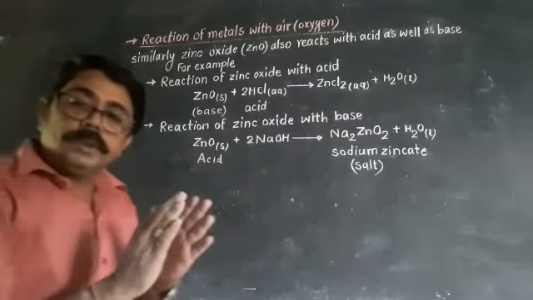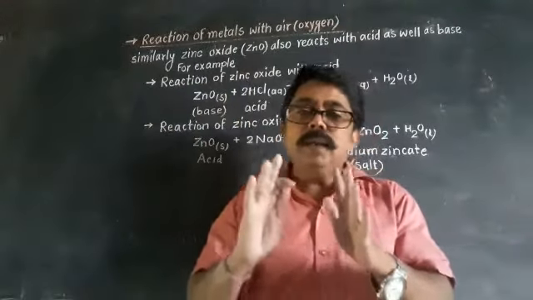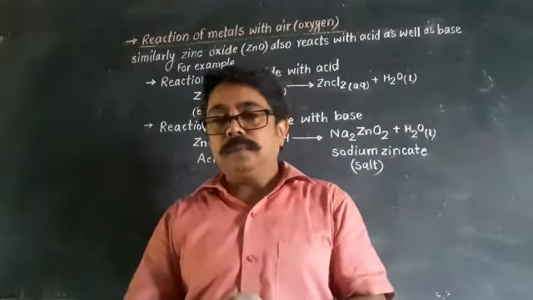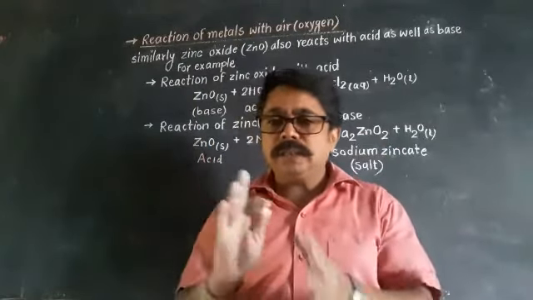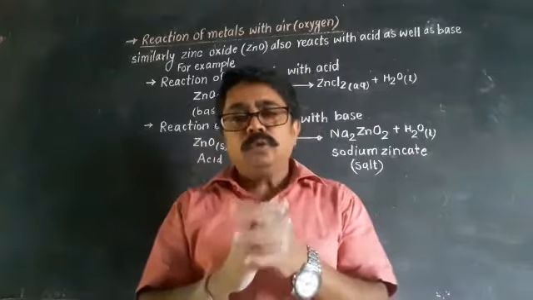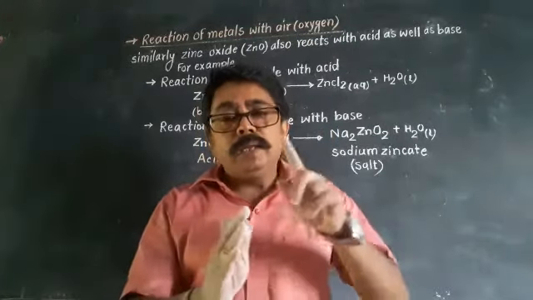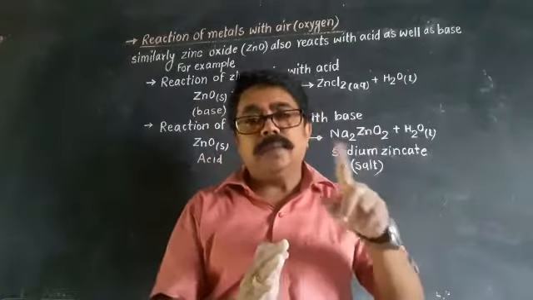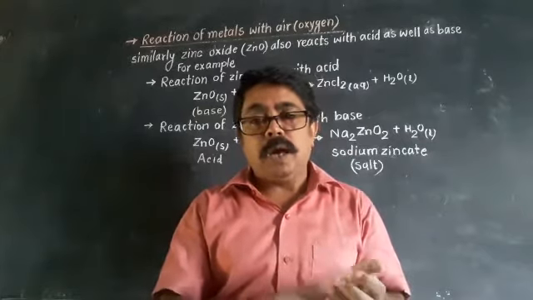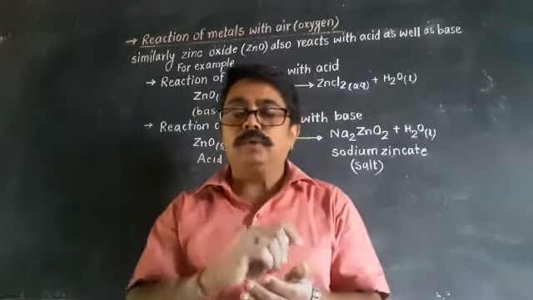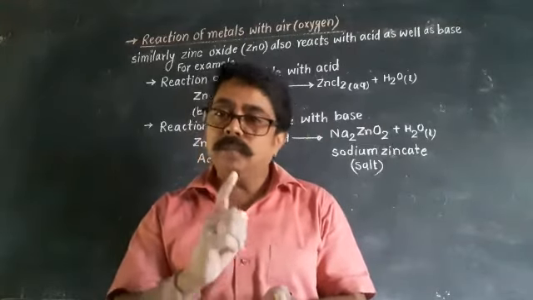Understood? So once again I repeat that metallic oxides are generally basic in nature, but some metallic oxides like zinc and aluminum, exceptionally these oxides show both acidic and basic behavior. This is the reason why they can react with acid as well as base. So such type of oxides are called amphoteric oxides. So examples of amphoteric oxides are zinc oxide and aluminum oxide.